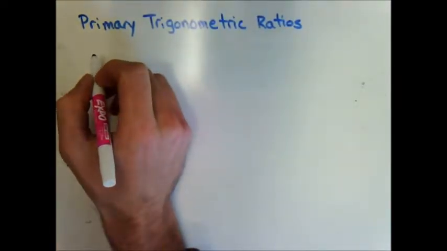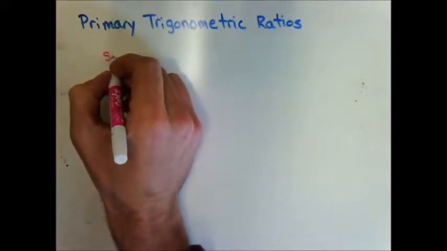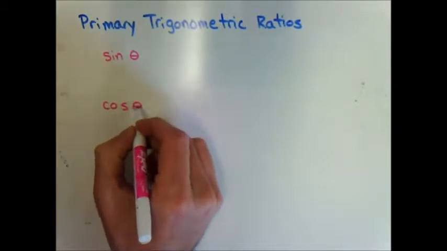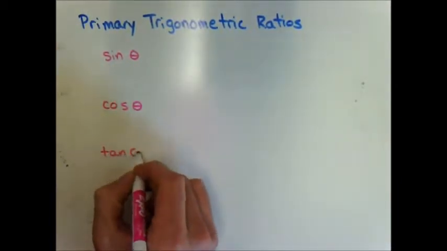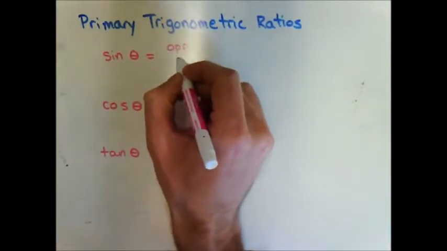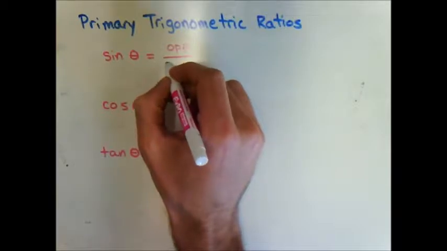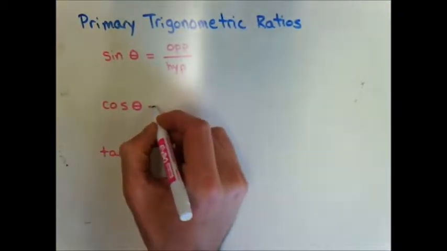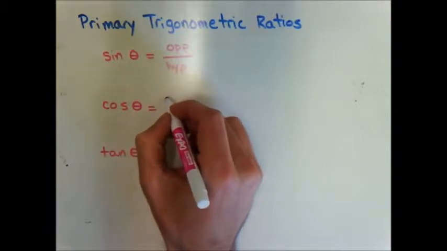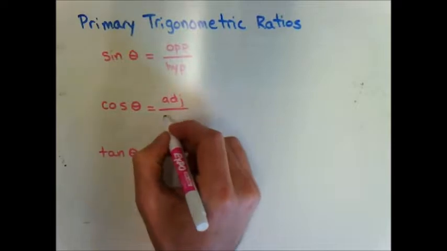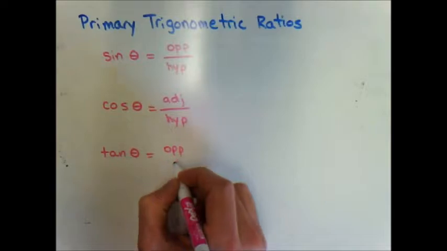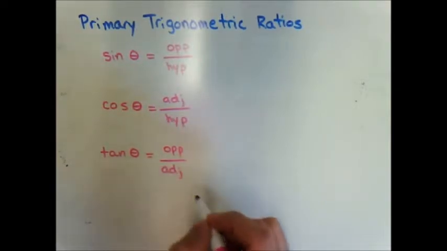So the primary trigonometric ratios are sine, cosine, and tangent. Sine of theta is equal to the ratio between the opposite and the hypotenuse. Cosine of theta is the ratio of the adjacent over the hypotenuse. And the tangent of theta is the ratio of the opposite over adjacent.